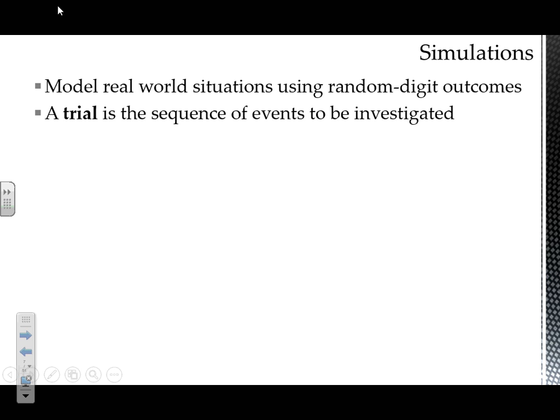So in a simulation, we're going to be running trials. A trial is a sequence of events that needs to be investigated. Some trials we continue until a certain point has been reached, until we hit a certain criterion. Other times, a trial may be a set number of random digits. We might want the first 10 digits, that's trial 1, the next 10 digits, that's trial 2, and so on. So the trials can change based on the scenario, and we'll talk about that with some examples.